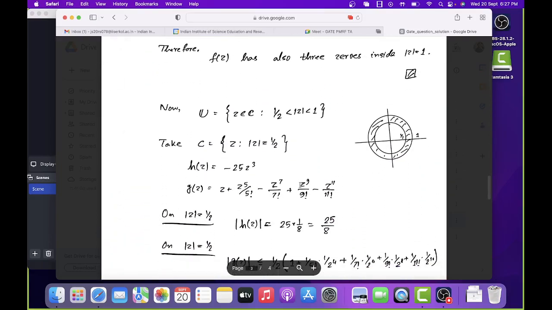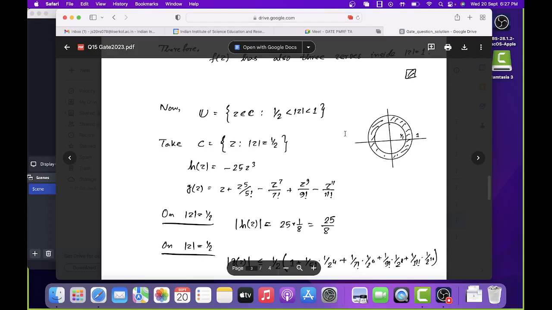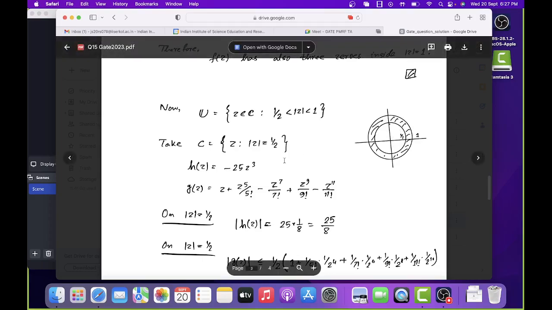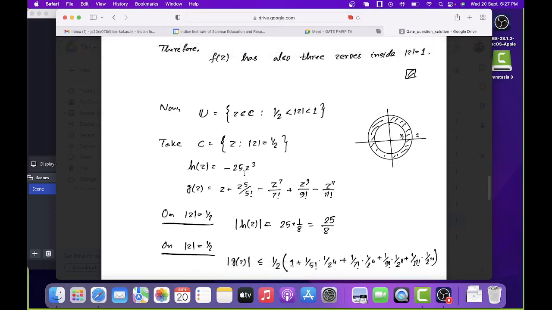We'll show that now. In the annulus, we have to show that it has 1 zero. We'll show that this is not true. So for that reason, we take this contour to be the circle of radius half. And again, we choose the earlier function h(z) equals minus 25 z cube, and g(z) the remaining part of f.